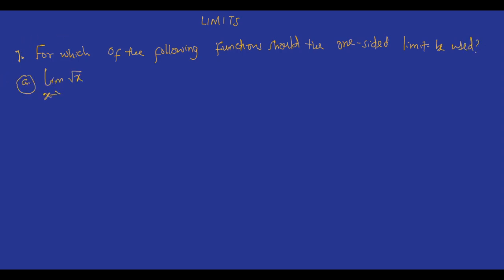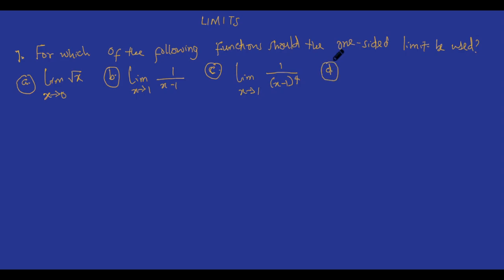We have to take a look at each of these functions to determine which one we should use the one-sided limit for. The first function is the limit of square root of x as x tends towards 0. The second is the limit of 1 divided by x minus 1 as x tends towards 1. And the third one is the limit of 1 divided by x minus 1 raised to the power of 4 as x tends towards 1.